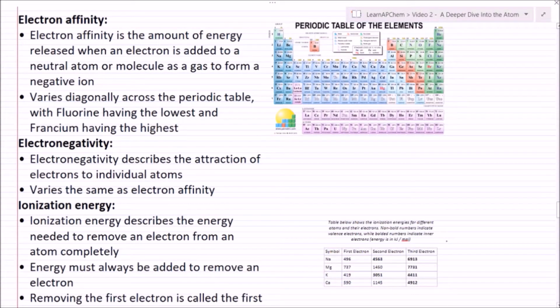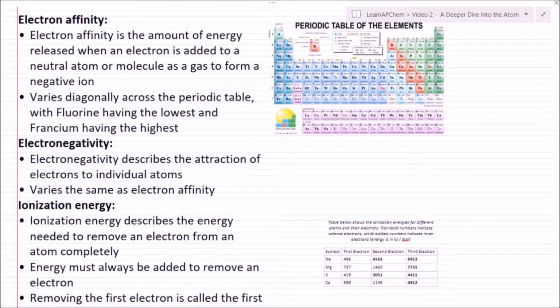Alright, so now let's talk about electron affinity. Electron affinity is the amount of energy released when an electron is added to a neutral atom or molecule in the gaseous state to form a negative ion. This varies diagonally across the periodic table, with fluorine having the lowest and francium having the highest. So we have this diagonal trend right here, meaning that fluorine is releasing the lowest amount of energy when an electron is added to it, and francium having the highest.